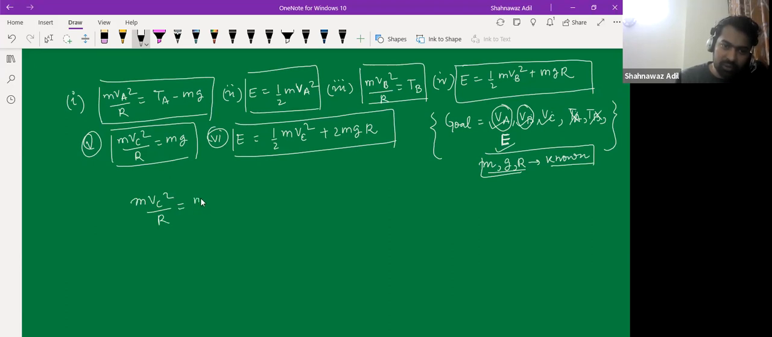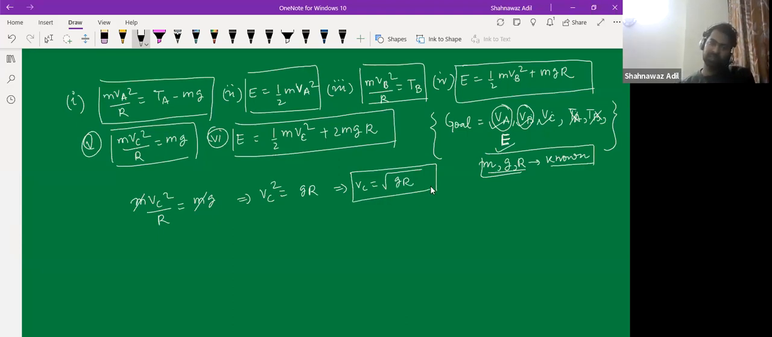So this one we can cancel and we can calculate VC square, that is gR. So VC is root gR, right? So this would be the speed at C point. Good. Now we have got VC. Then what can we calculate? So this one is done. Now we have these three. Which one can we calculate now?